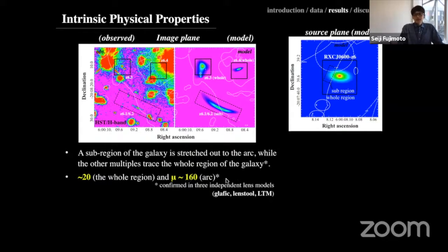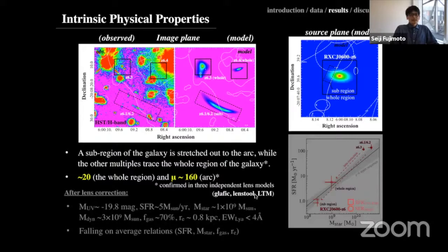Also, such high magnification has large uncertainty in general, but it is not the case in this system, for two reasons. First, the configuration of these multiple images works as a strong constraint, so the estimate wouldn't be easily changed. And second, we confirm these interpretations and magnification values with three independent lens models constructed by three independent modelers in our team. So we think that the high magnification values in this system would be much more robust than usual.